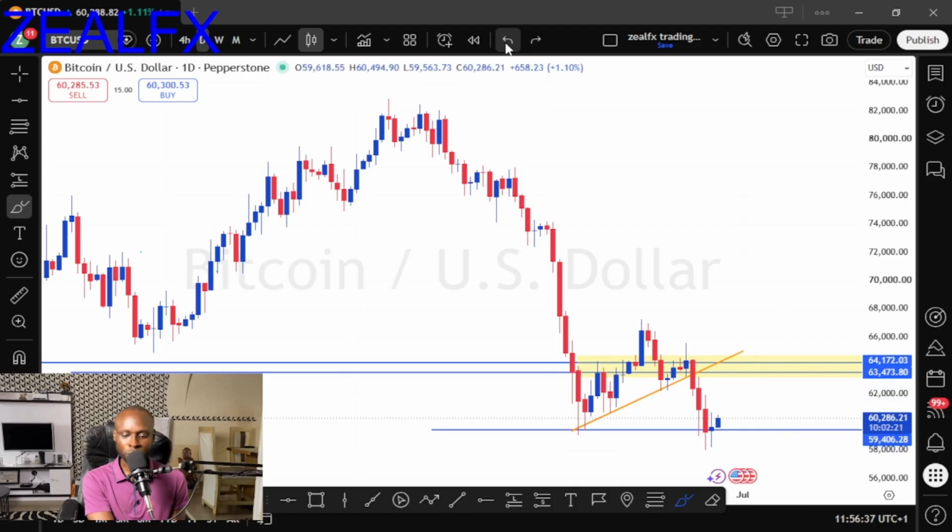So expect more of the selling opportunity this week from the BTC. Expect to see a price breakout of this level where we expect price to react to for a sell. But our aim, our scenario this week, is for us to look at more of the selling opportunity from the BTC USD.